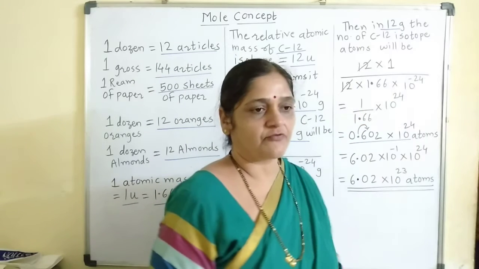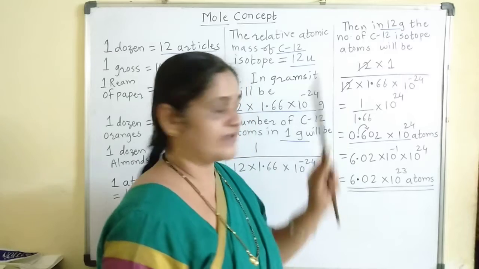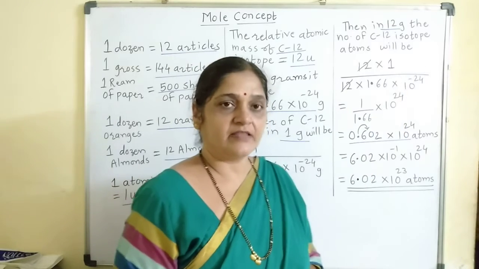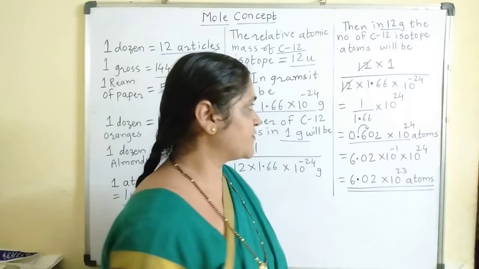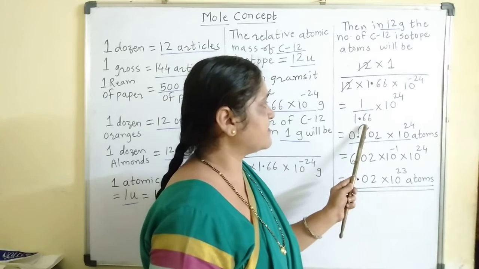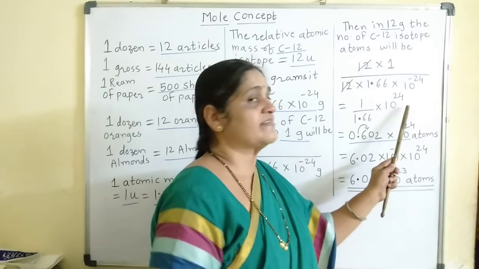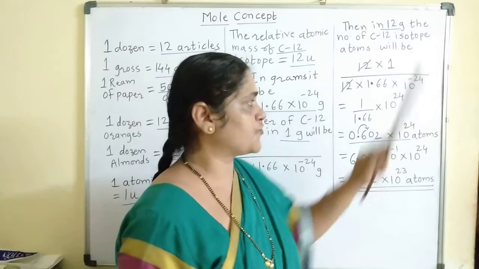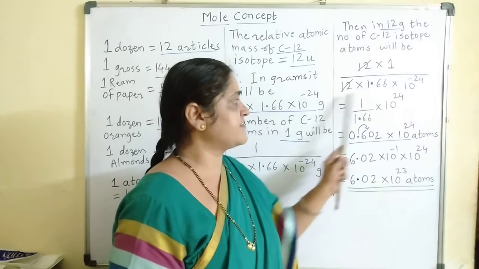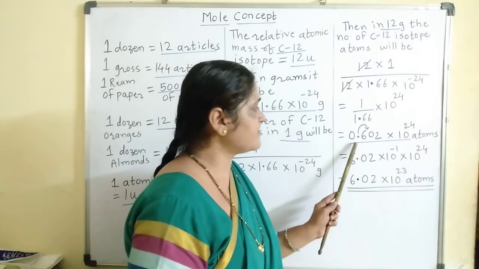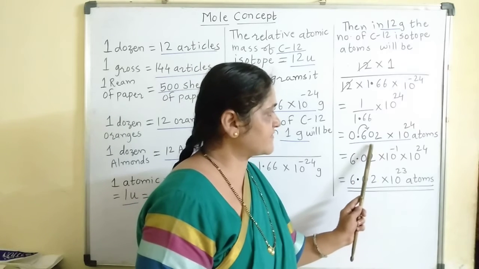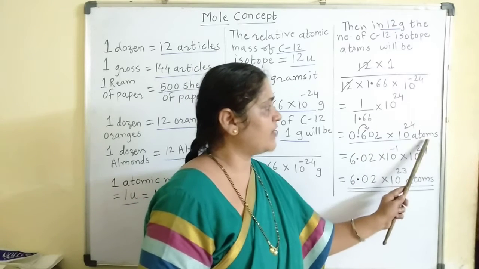Now this 12 and this 12 are cancelled. This 10 raised to minus 24 I have taken to the numerator, so the exponent will become positive, and therefore the answer is 1 upon 1.66 into 10 raised to plus 24. This minus 24 goes to the numerator. Now when 1 upon 1.66 division is done, my answer is 0.602 into 10 raised to 24 atoms.